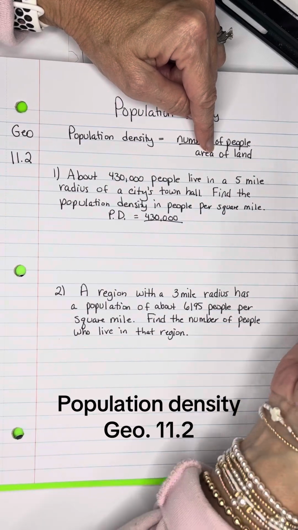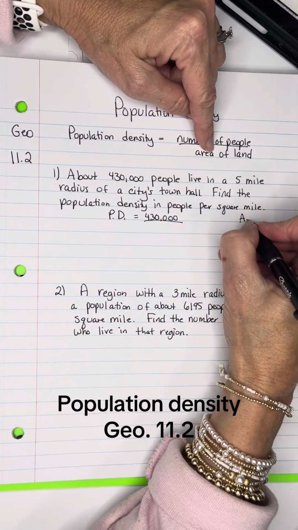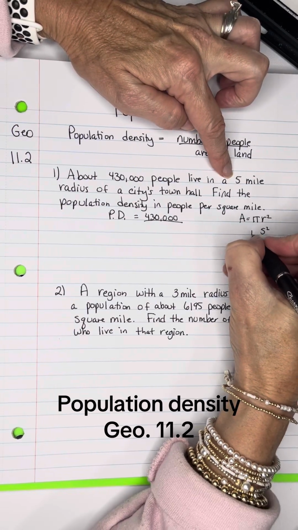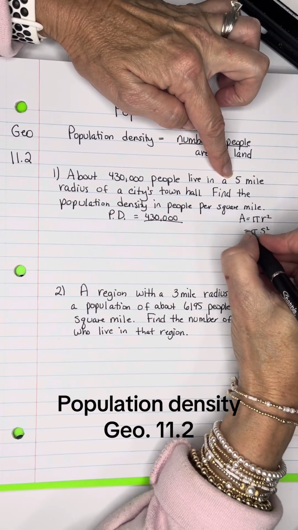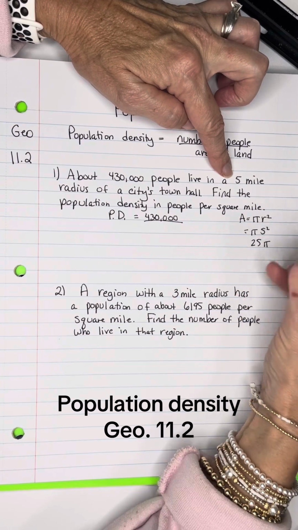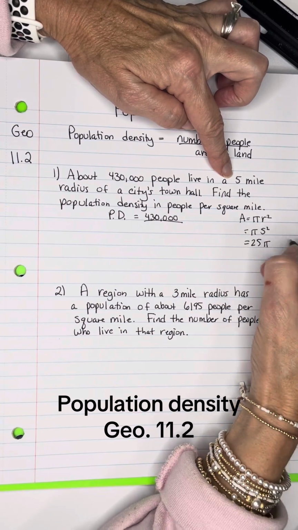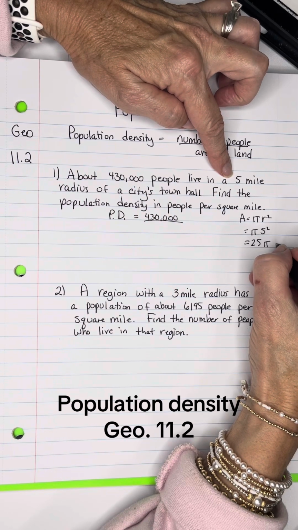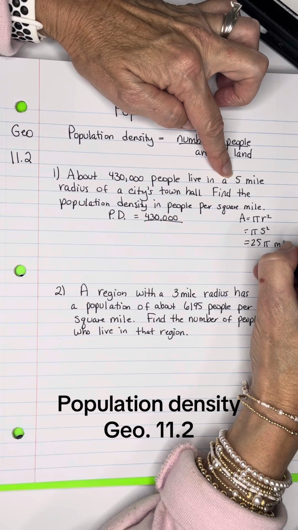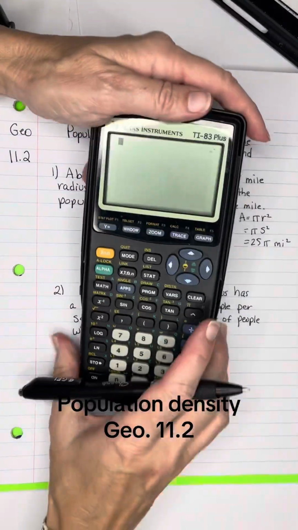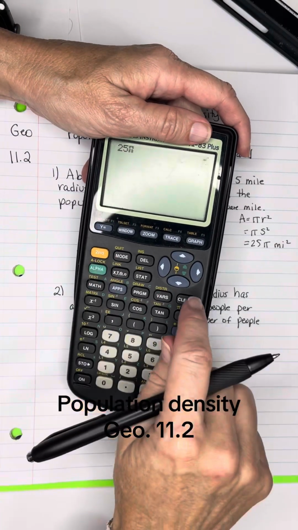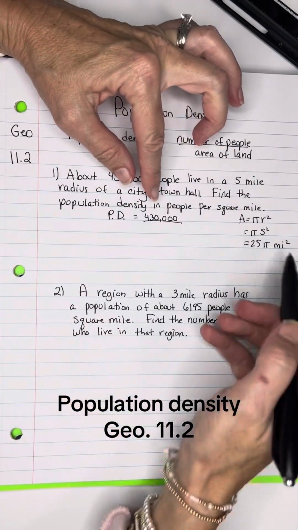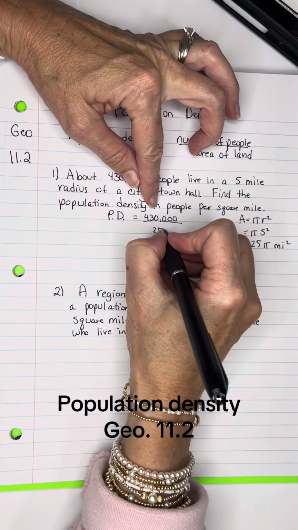Well, we need to come over to the side and find the area of the land. The area is pi r squared, remember? And the radius is 5, so I've got pi times 5 squared, which is 25 pi. Okay, so that's the exact answer. The units here are miles squared. If I wanted to know what that is, 25 times pi is about 78.54. But I'm just going to use that 25 pi.